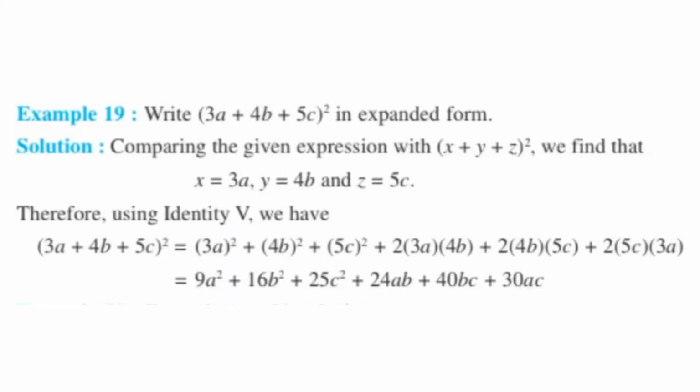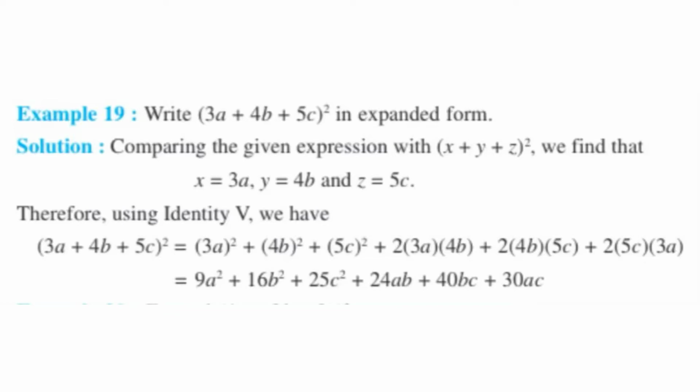Next is write (3a + 4b + 5c) whole square in the expanded form. So it is of the form (a + b + c) whole square, which is equal to a square plus b square plus c square plus 2ab plus 2bc plus 2ca. Here our a is 3a, b is 4b and c is 5c.